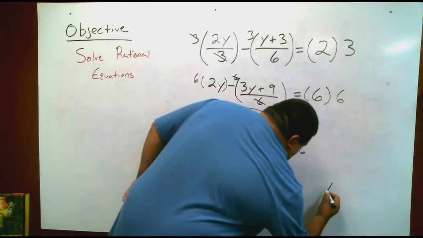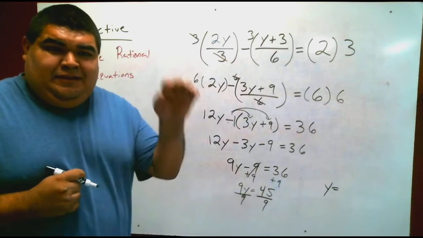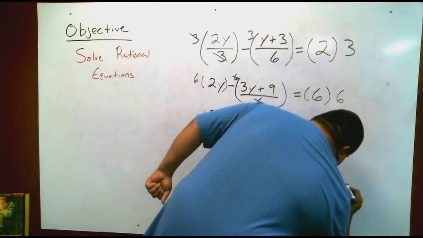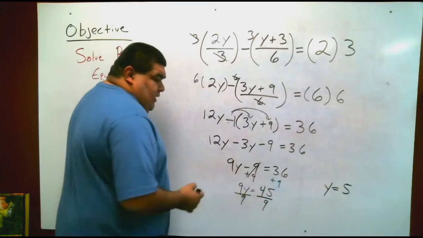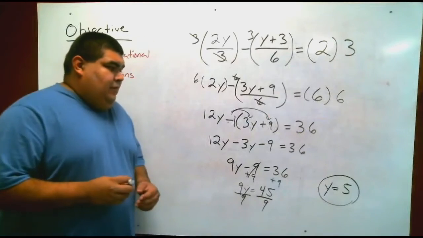That means that y equals, hint, hint, 5. Positive because both numbers are positive, so y equals 5. Okay?